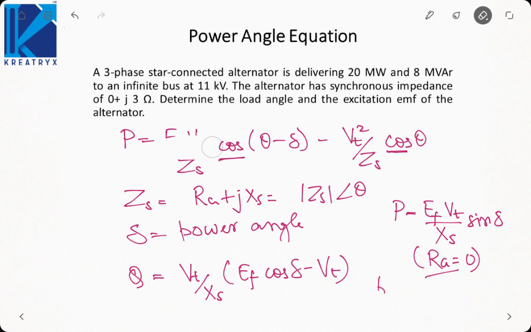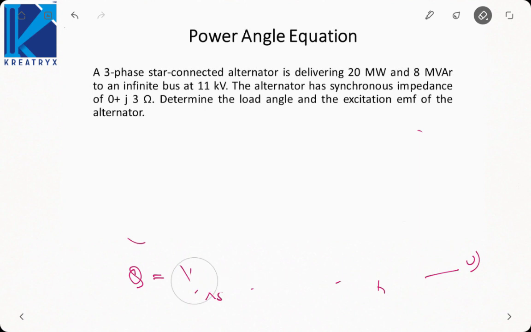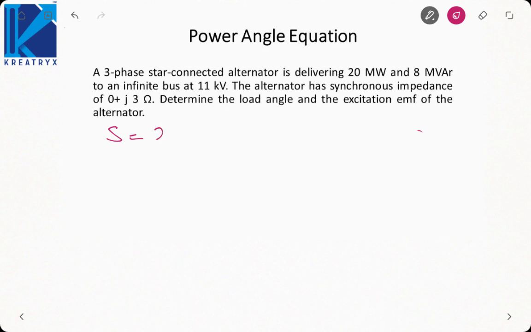Now let us proceed with the problem that is given to us. In this problem, it says a three-phase star-connected alternator is delivering 20 megawatt and 8 MVAR, which means S is 20 plus j8 MVA. Terminal voltage is also given to us, 11 kV. Now the alternator has synchronous impedance of 0 plus j3 ohm, which means Ra is 0, Xs is 3 ohm. We have to determine the load angle and excitation EMF.